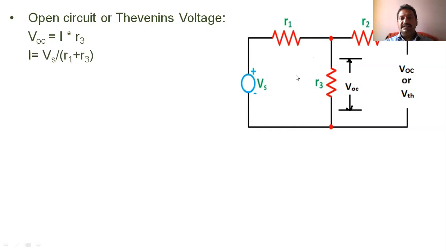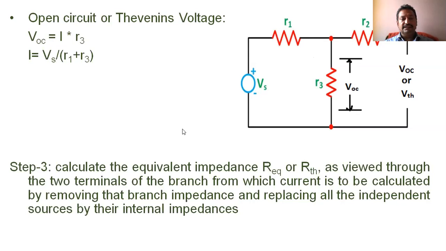But what is the current I? Voltage by total resistance. What is the total resistance? R1 plus R3. Therefore I is equal to Vs by R1 plus R3. VOC or VThevenin is equal to I into R3. So this is about open circuit voltage. Step 2 is over. Then we come to step 3.